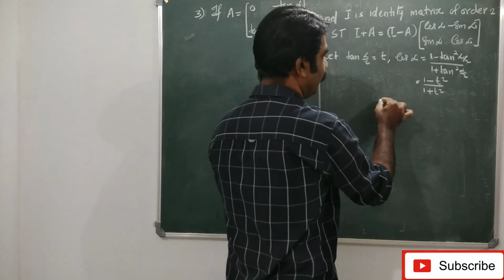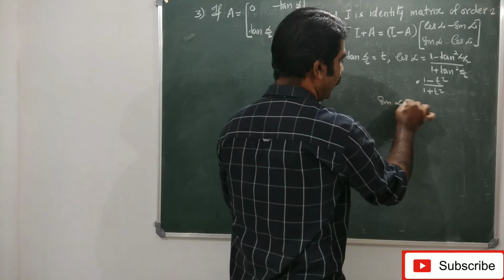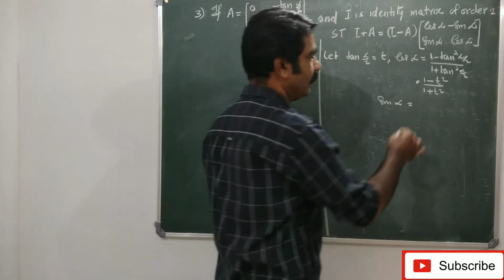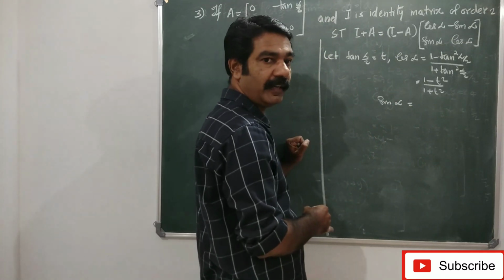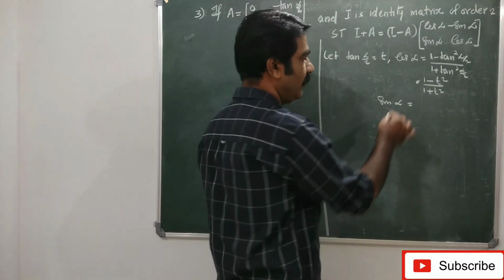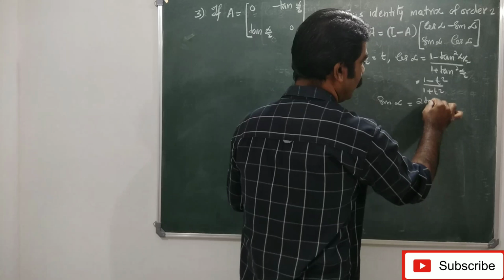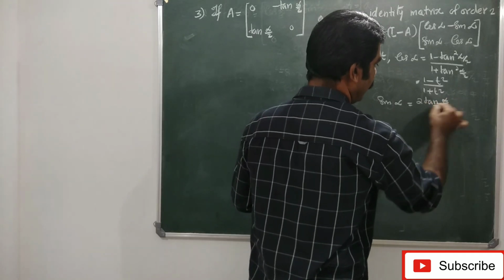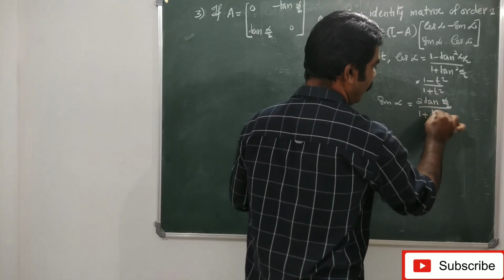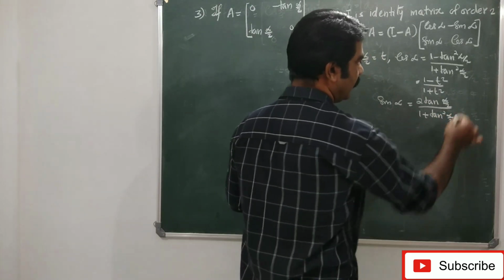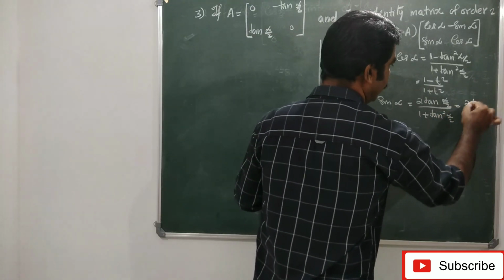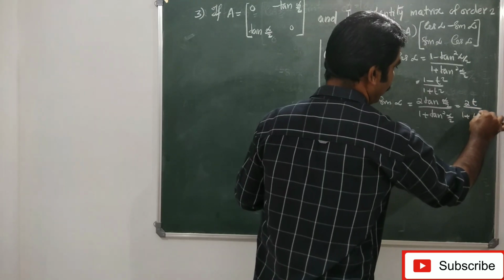Now what is sin alpha? The formula for sin 2 alpha is 2 tan alpha by 1 plus tan square alpha. So sin alpha is equal to 2 tan alpha by 2, divided by 1 plus tan square alpha by 2. That is equal to 2t divided by 1 plus t square.